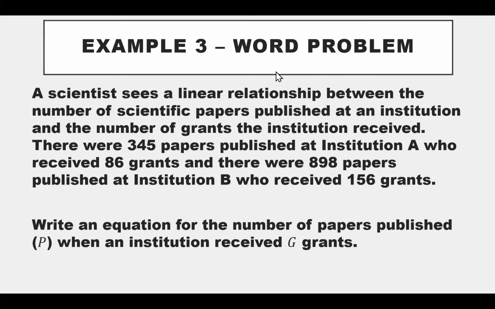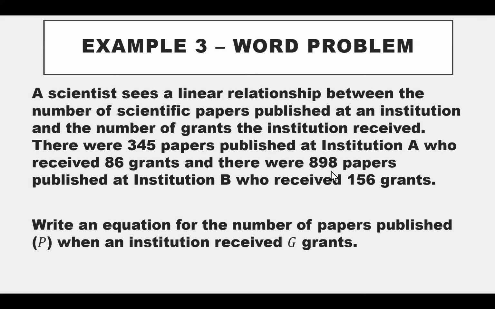Let's look at another application problem. In this word problem, it says, a scientist sees a linear relationship between the number of scientific papers published at an institution and the number of grants the institution received. There were 345 papers published at institution A who received 86 grants, and there were 898 papers published at institution B who received 156 grants. Write an equation for the number of papers published, we'll call that P, when an institution receives G grants.